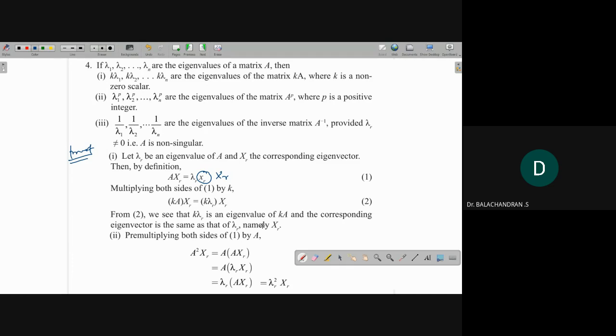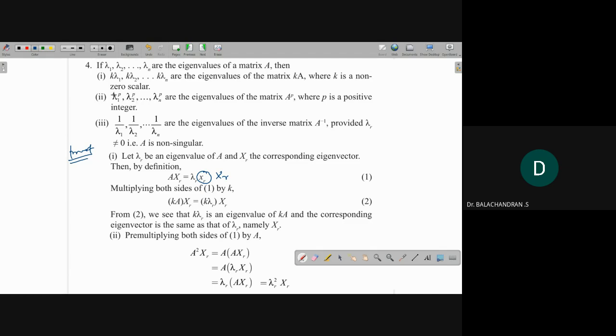From equation 2 we see that k lambda r is an eigenvalue of the matrix kA, and the corresponding eigenvector is the same as that of lambda r, namely Xr. For lambda r also I have the same eigenvector Xr. So from equation 2, we see that k lambda r is an eigenvalue of kA. So the proof is over for the first subdivision.